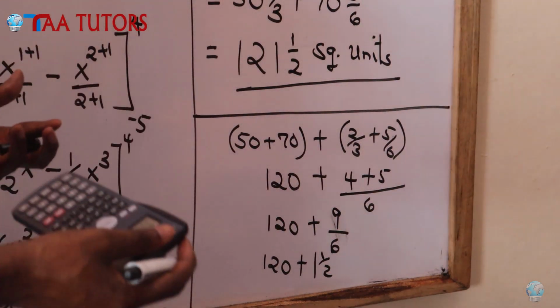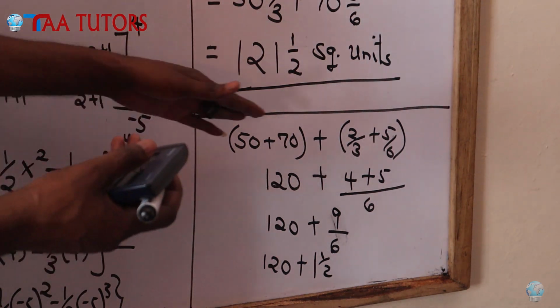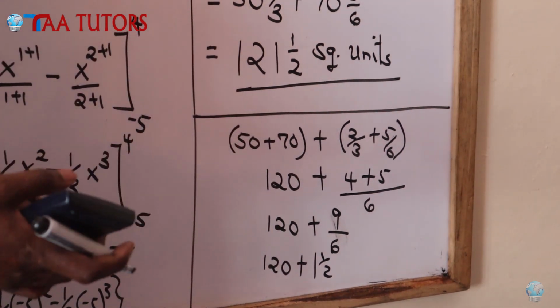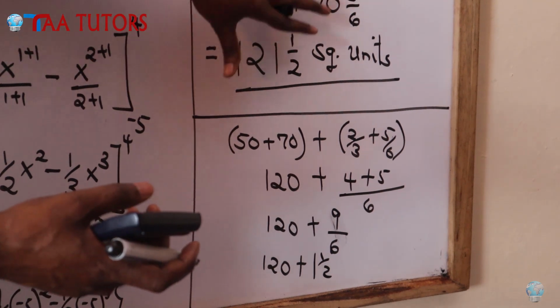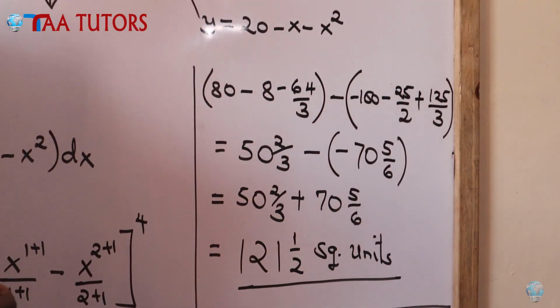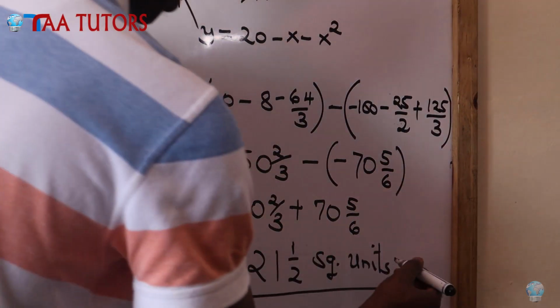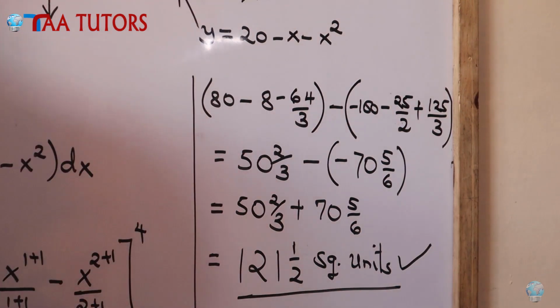So at this level in Form 4, you really don't need these very detailed steps. You just need to go work here because you are given a calculator, you can simply move very quickly. So this is our answer for question 2.